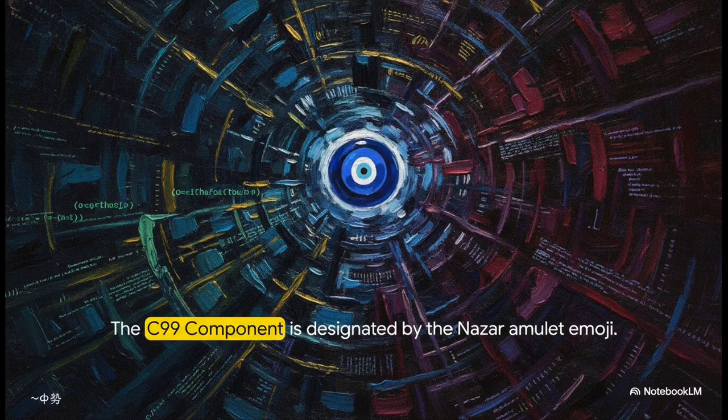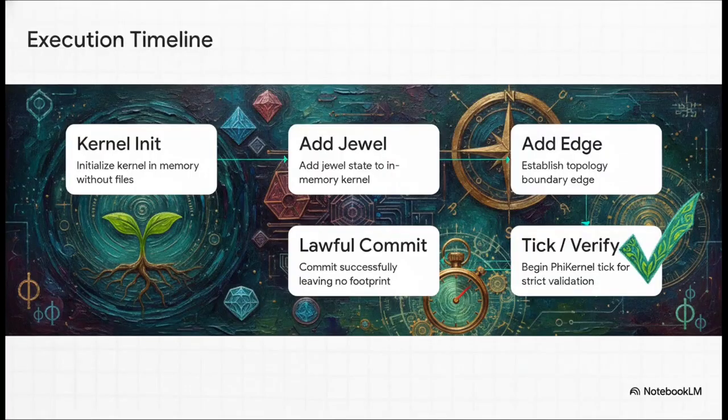Now, all this logic feeds seamlessly into the C99 FractalJewel kernel. The Python code is really just one half of the artifact. The other half is a mirrored, highly optimized version of this exact same logic written in C99 and designated by the Nazar Amulet emoji. And yes, the C implementation adheres to the exact same hyper-strict runtime contract as the Python version. We can actually trace the execution timeline just by reading the C99 terminal logs. It basically reads like a sequence of events.